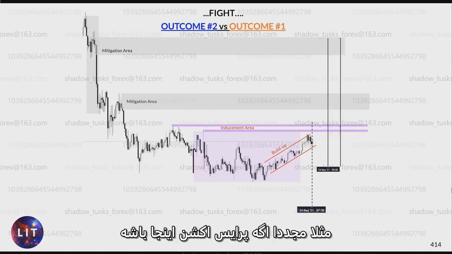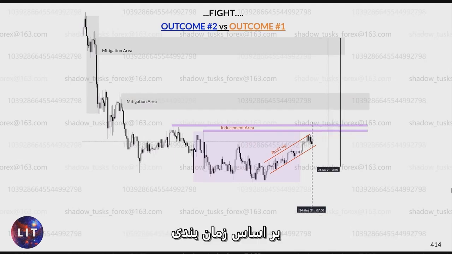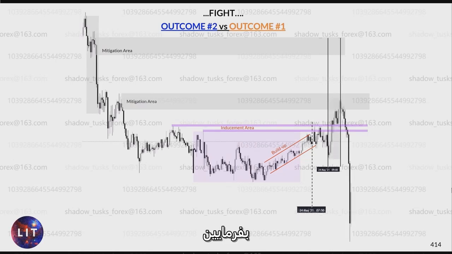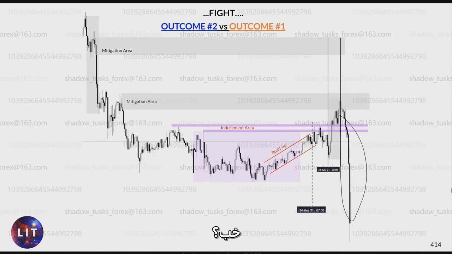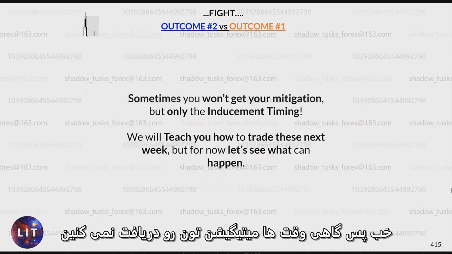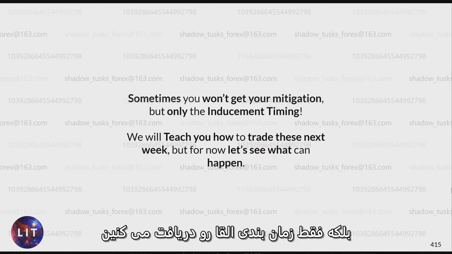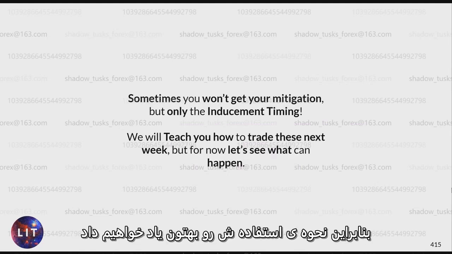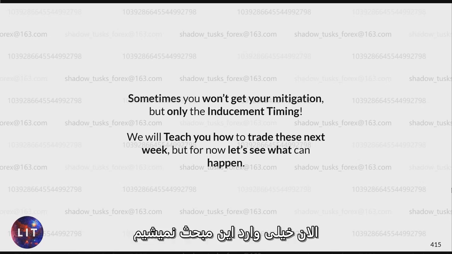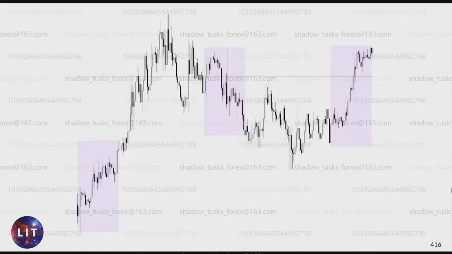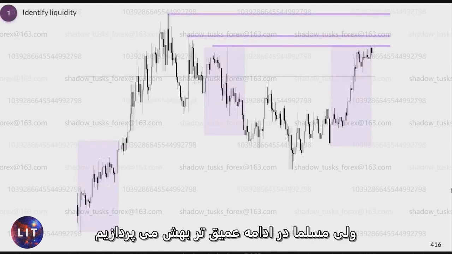If the price action here makes the timing sense of it, and then, oh, there you go. Makes a little bit more sense, does it? And then, of course, there's your tube. So sometimes, of course, you won't get your mitigation, but only the inducement timing. We will teach you how to use that. Of course, there's a lot of different examples about that. We will not dig into that too much now. We'll skip that now because we don't have too much time, but of course, we will cover that in depth later.